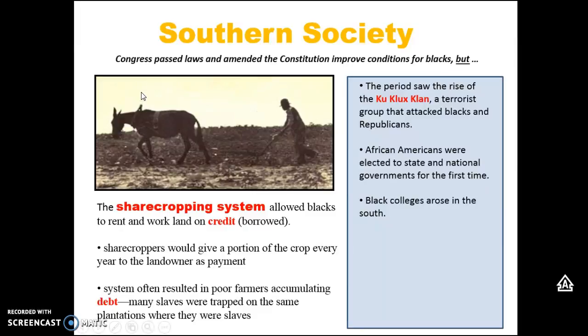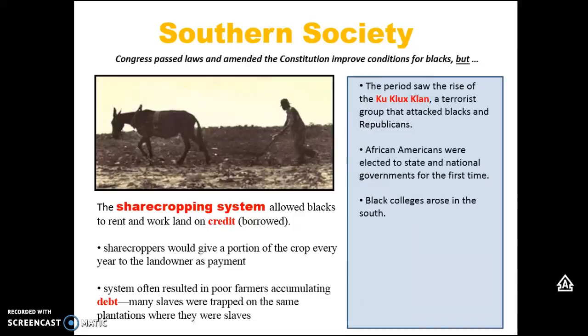So in Southern society, Congress passed laws and amended the Constitution and approved conditions for blacks, but the sharecropping system allowed blacks to rent and work land on credit, which was borrowed. Sharecroppers will give a portion of the crop every year to the landowner as payment. The system often resulted in poor farmers accumulating debt.